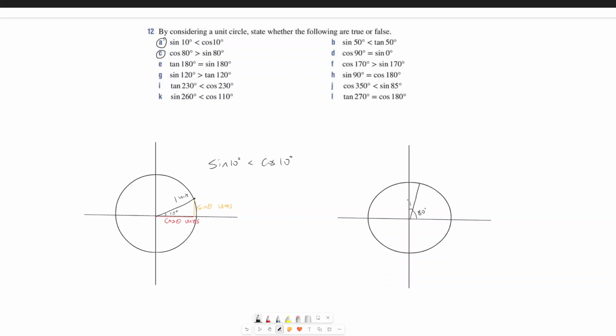Anyways, now we have this 80 degrees here, and we can again form a triangle. This is the base here, and this is going to be the height. The height is sine theta, sine 80 specifically, and the base is cos 80. We can see that clearly. The base is shorter than the height, so cos 80 is going to be less than sine 80.